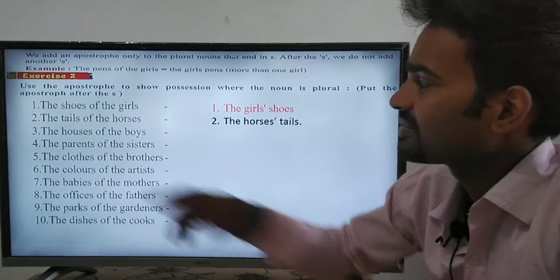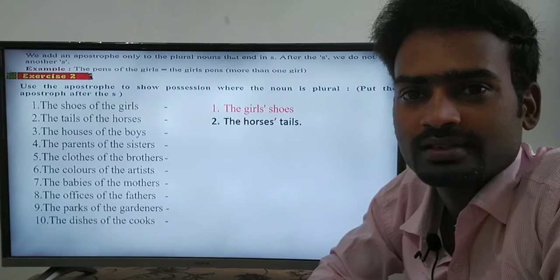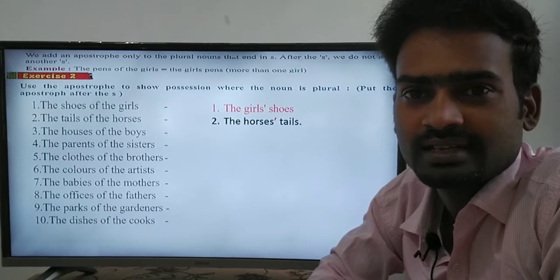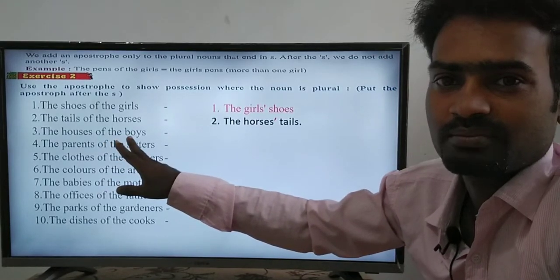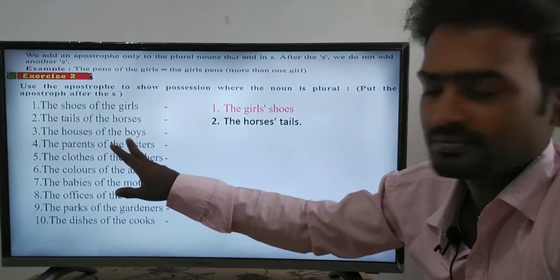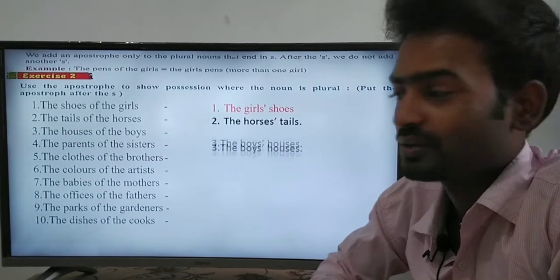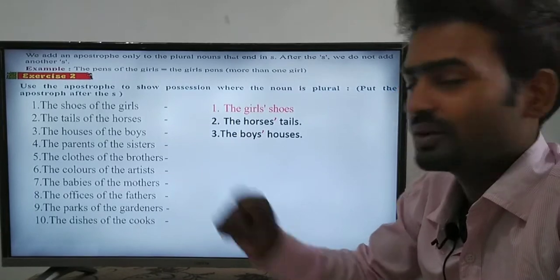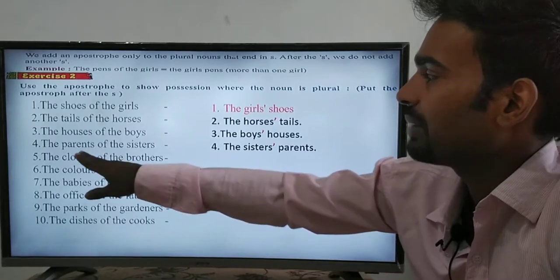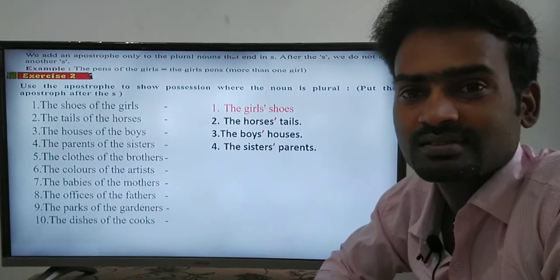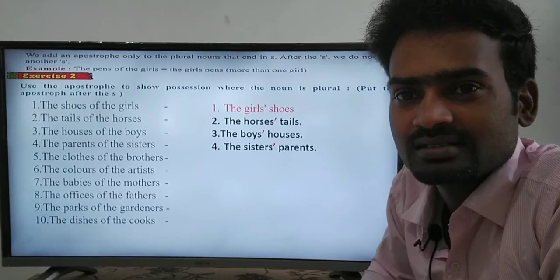Thus, when we see the third one, the houses of the boys. Simple. What will be the answer? Whose house is this? Boys'. Here it's a given plural noun. And when we ask this house, whose house? This is the boys' house. And the fourth one, the parents of the sisters. Whose parents? Sisters' parents.